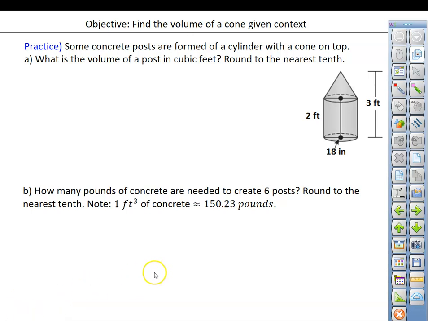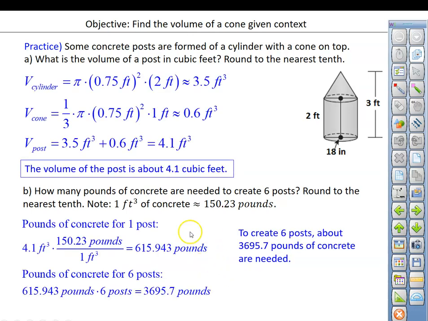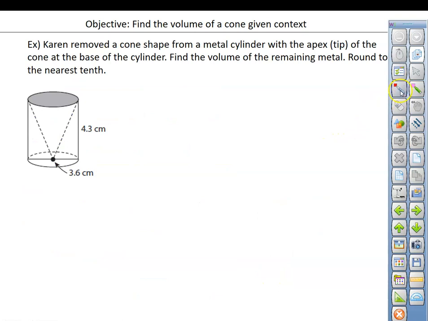All right. So, if you have completed this practice problem, you take a look at the results here. So, for the first part, you hopefully concluded that the volume of the post is about 4.1 cubic feet. And here, the number of pounds of concrete for 6 posts, so we have to make sure we multiply by 6, is about 3,695.7 pounds of concrete that will be needed. All right. So now we have another example. Let's take a look at this one.